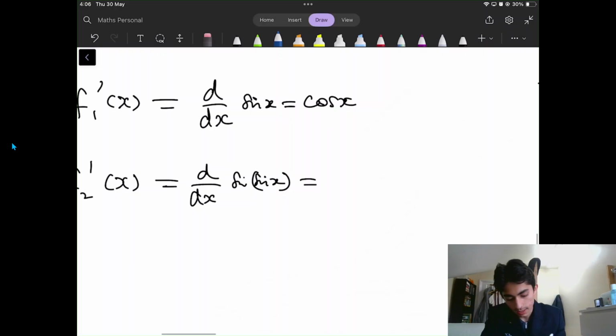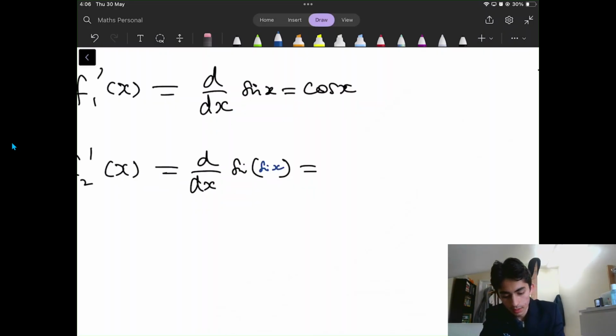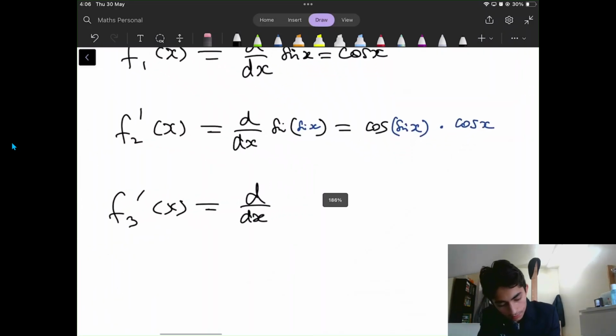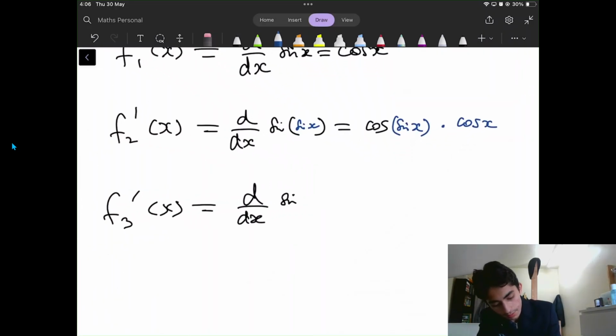So the derivative of sine of x is just going to be, I'm going to write the inner sine of x in blue again, as I usually do. Well, you get cosine of sine of x multiplied by the derivative of the blue part, which is the derivative of sine, which is cosine. Okay? How about f3 prime of x? That's just d over dx of sine of sine of x.